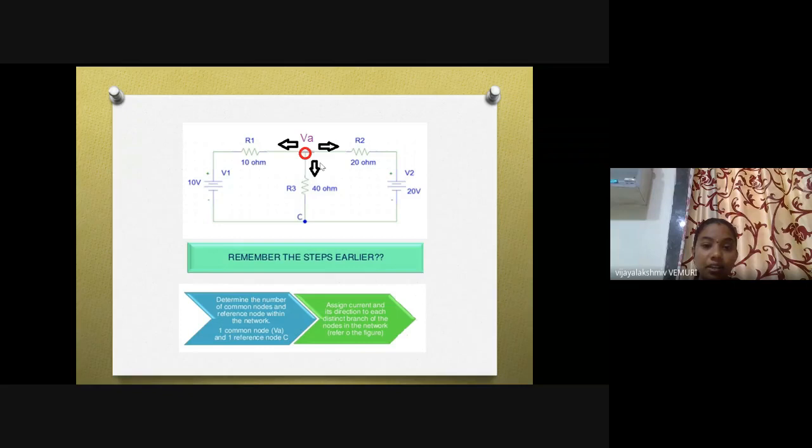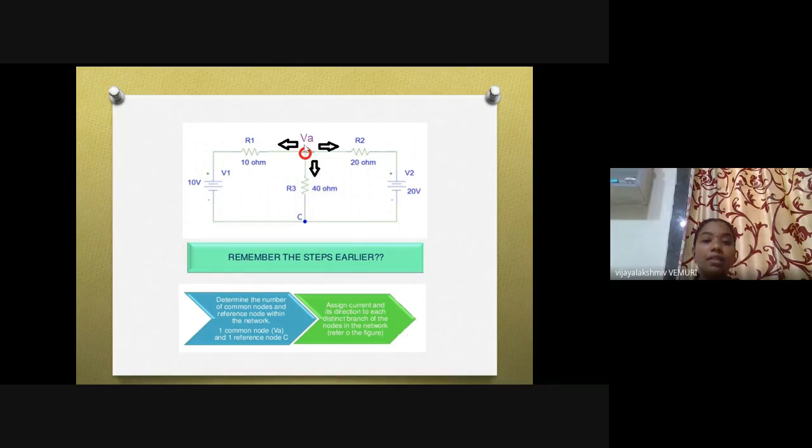Plus, now coming to this one. Is there any voltage source here? There is no voltage source. So what is the potential at this point C? The potential at this point C will be 0, since at the reference the potential is always 0. So VA minus 0 divided by 40. Voltage divided by resistance is the current.